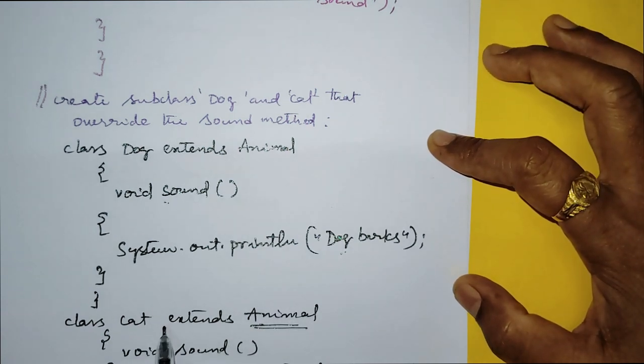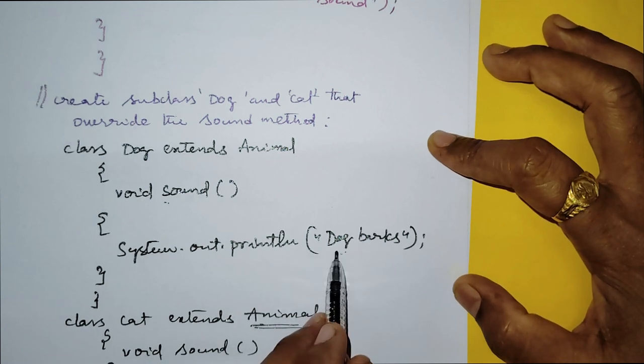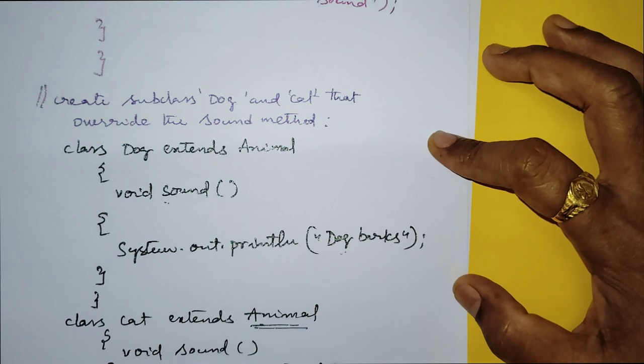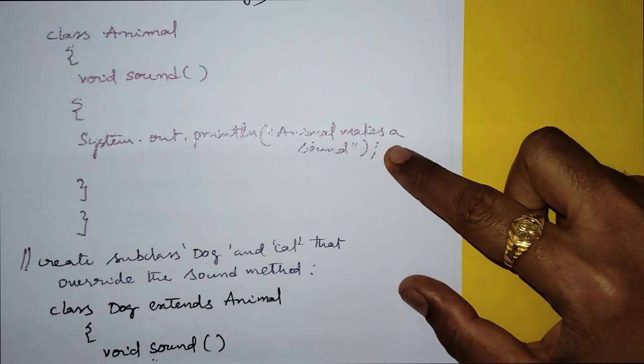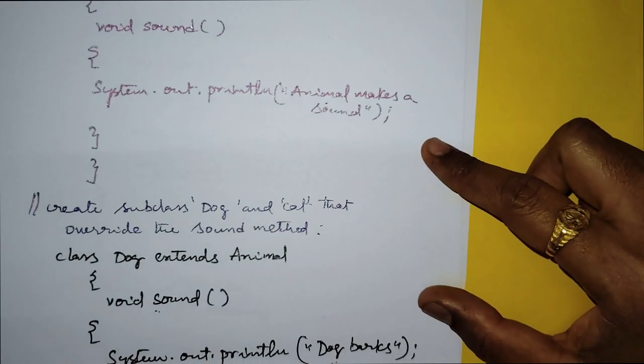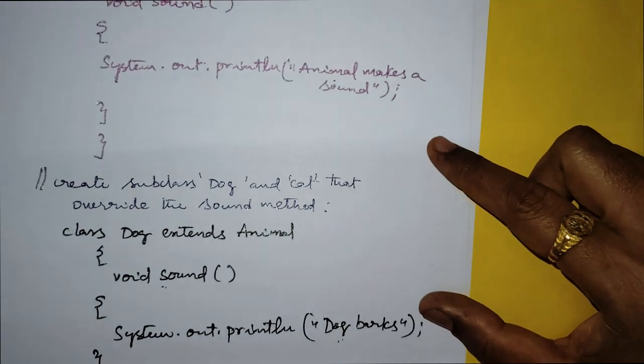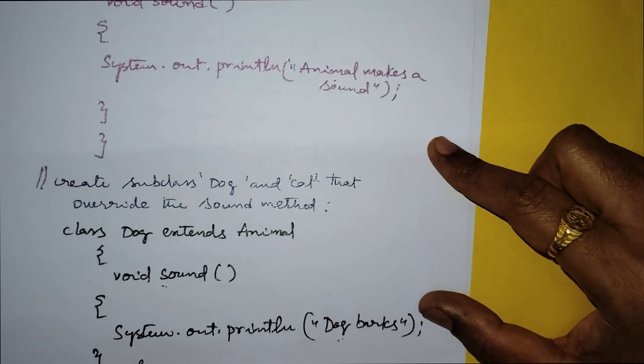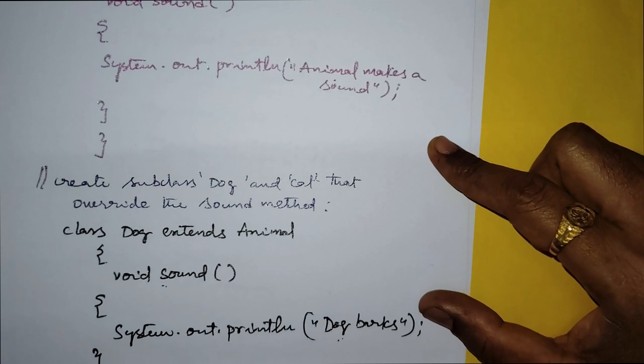Why? Because cat extends dog, so in the place of dog barks it will be printed as cat meows. Here we used cat extends animal, that's why "animal makes a sound" was overridden. Okay, this is called the overriding concept in the case of runtime polymorphism.